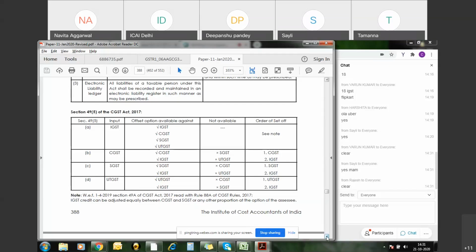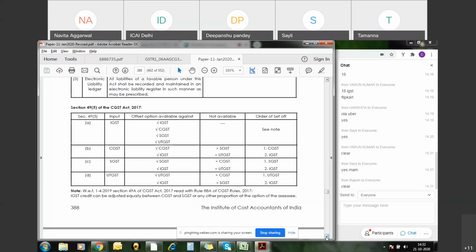So we have to go through both sets of rules, because GST got implemented as on 1st July 2017. From 1st July 2017 till 31st March 2019, there is one set of rules. If you are dealing with those books, then the earlier rules will be applicable, and if you are dealing with transactions after 1st April 2019, then the amended rules of setting off ITC will be applicable. So please don't get confused. There is not much change, but just focus on how it can be utilized.